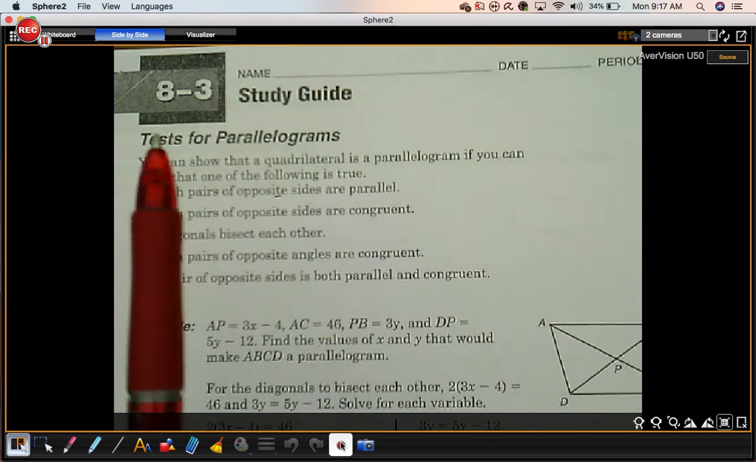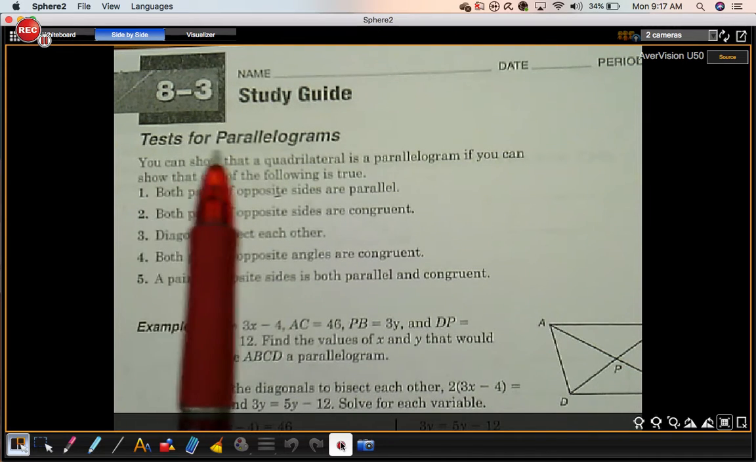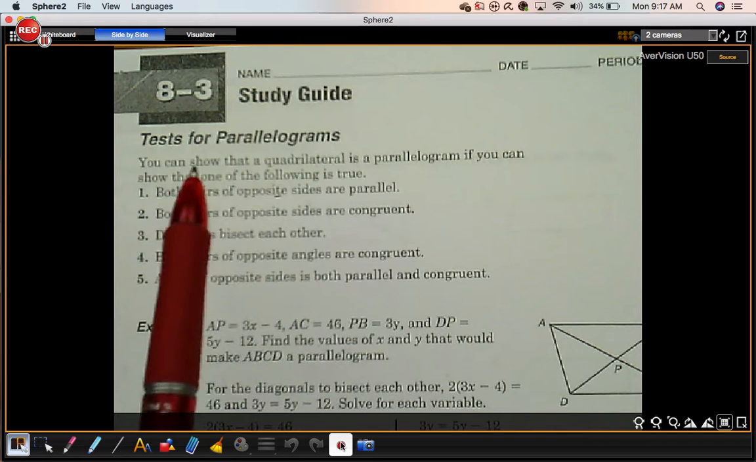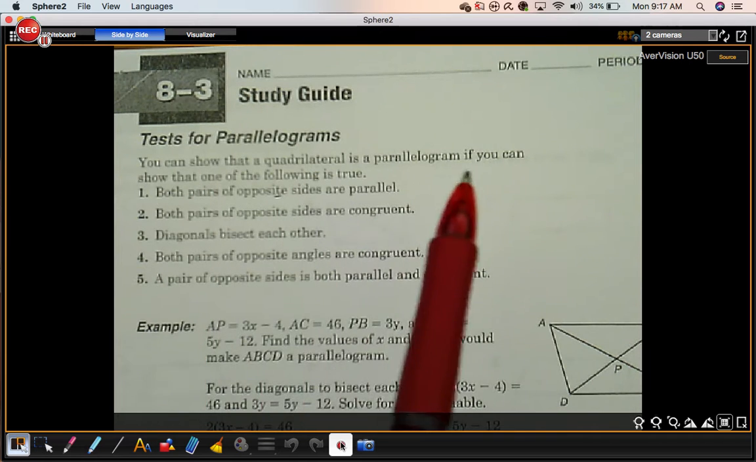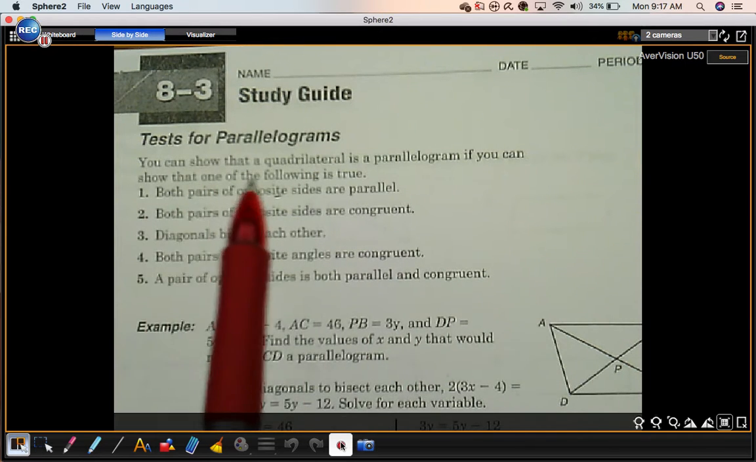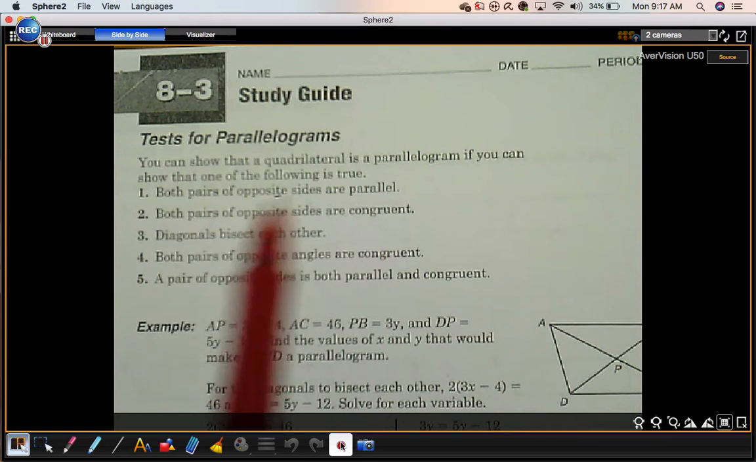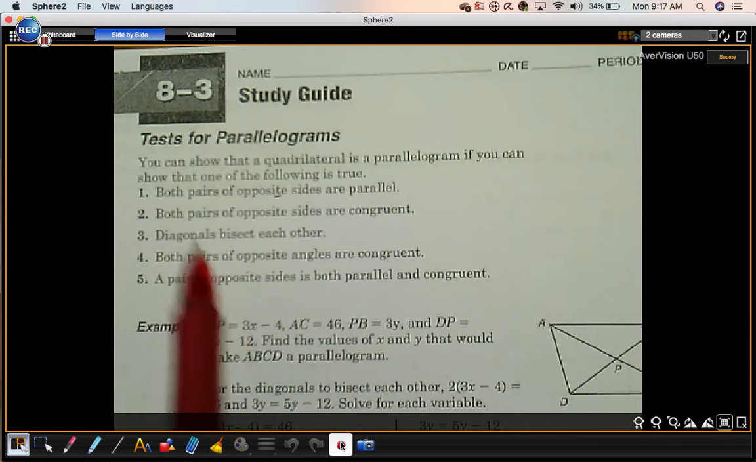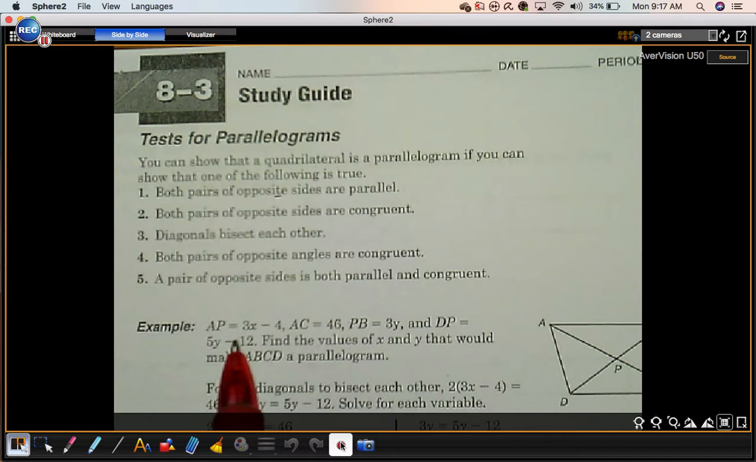This is the study guide for section 8.3. This is on tests for parallelograms. You can show that a quadrilateral is a parallelogram if you can show that one of the following is true. So it lists you the 5 ways that you could show that a figure is a parallelogram.